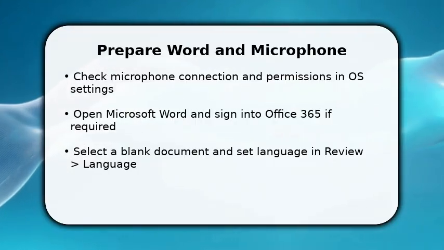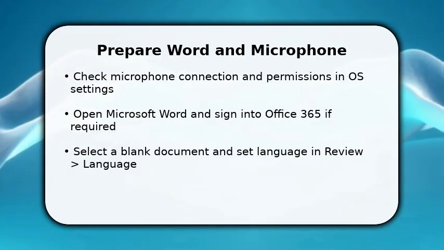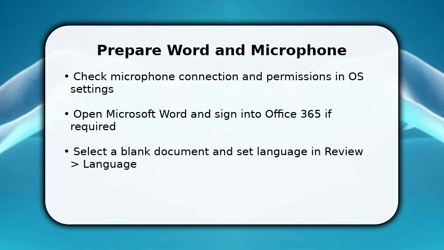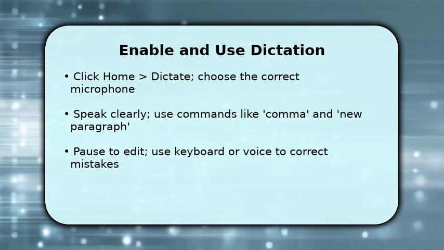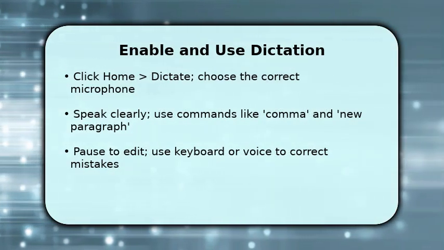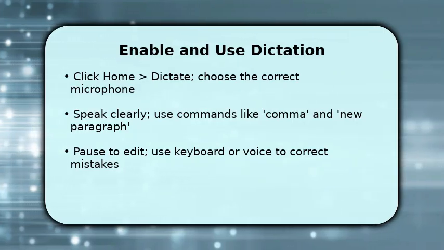Make sure noise is low and the mic is positioned correctly. This reduces errors and speeds recognition, so you can dictate accurately. Once the basics are ready, click Home and choose Dictate to turn it on. Select your microphone from the small drop-down. You will see a red dot indicating active listening.